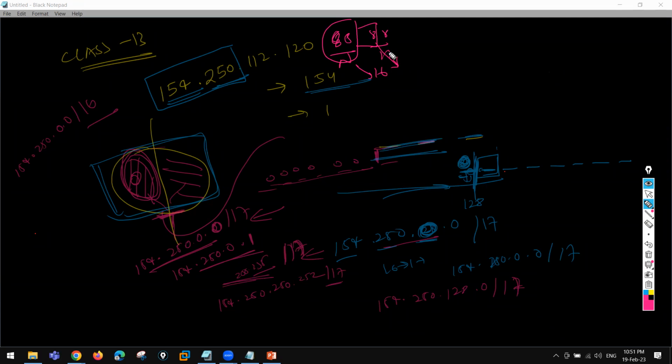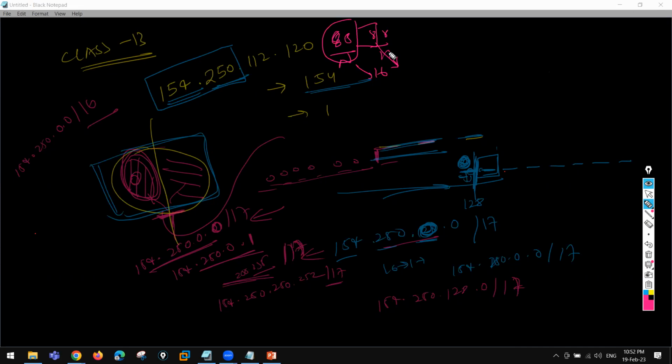No, sir. I am asking about the host part from this subnetting. We are declaring that in the /17, the first subnet will get .0.0, and the second network will get 1.0. So not 1.0, but 128.0. Okay, sir. I got it.